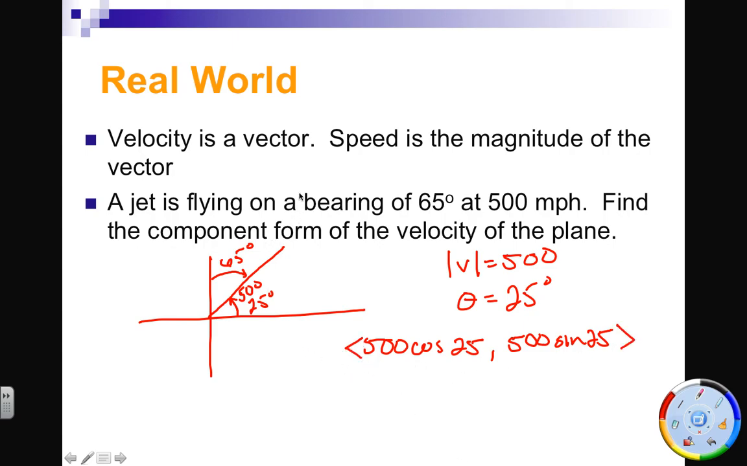And you can do lots of things with these real world problems. You're going to see that in the textbook. I'm going to give a lot of time on this. I want to make sure we get these. These are really good real world problems.